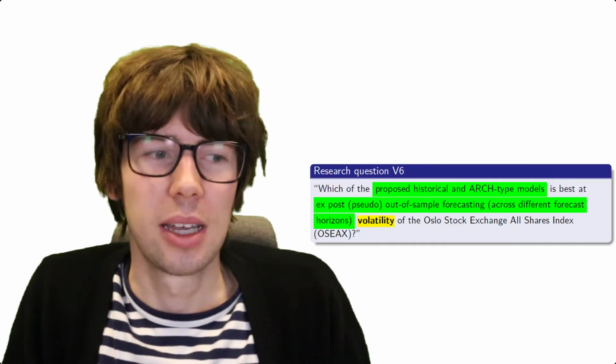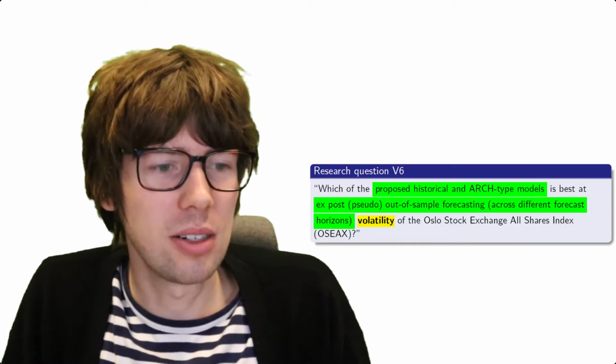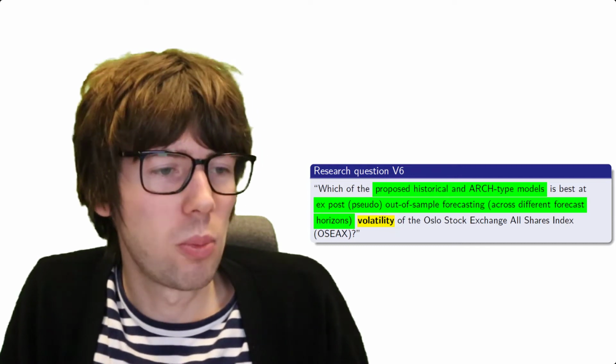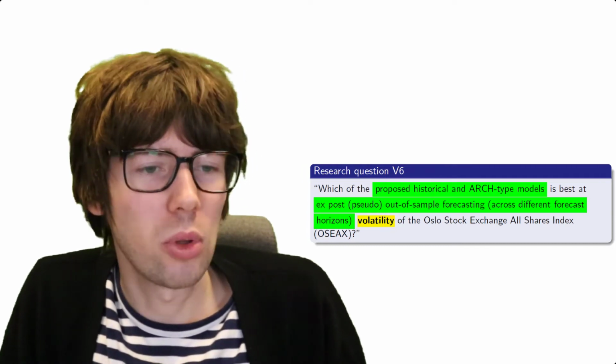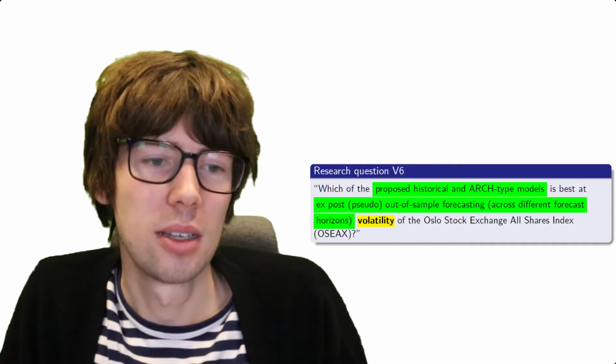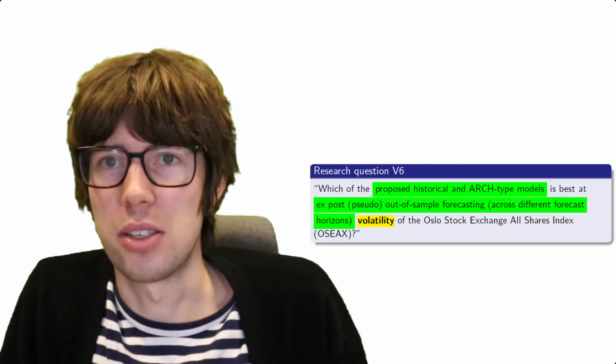So the sixth iteration of my research question then becomes as follows. Which of the proposed historical and ARCH-type models is best at ex-post pseudo out-of-sample forecasting across different forecast horizons?